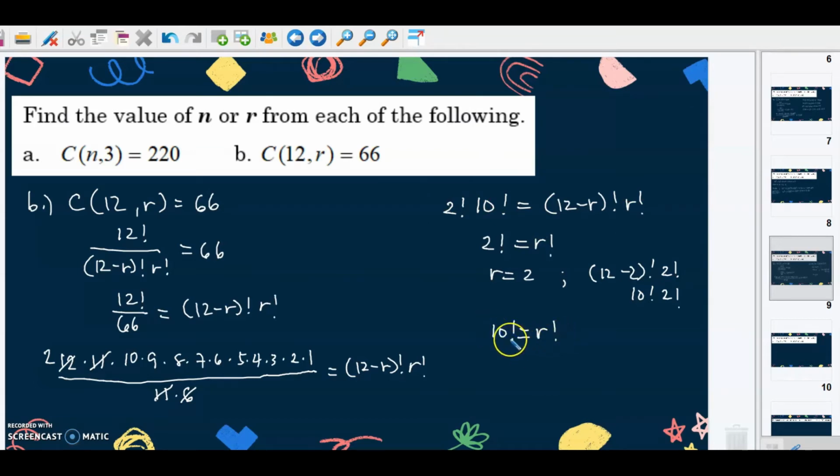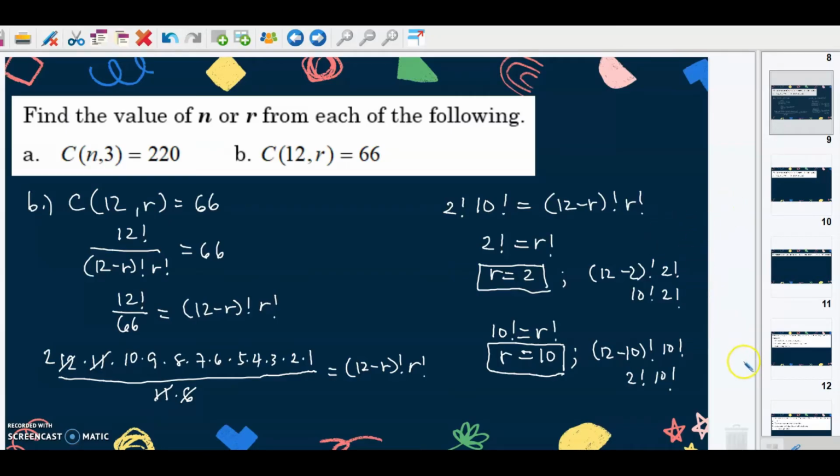And also, we can equate r factorial to 10 factorial. If we equate r factorial to 10 factorial, then we will have the value of r equal to 10. If r is equal to 10, then on the right side of the equation, we will have 12 minus 10 quantity factorial times 10 factorial, which is equivalent to 2 factorial times 10 factorial, which is the same as the expression on the left side of our equation. So this means that we have two values for r, and those are r is equal to 2 and r is equal to 10.